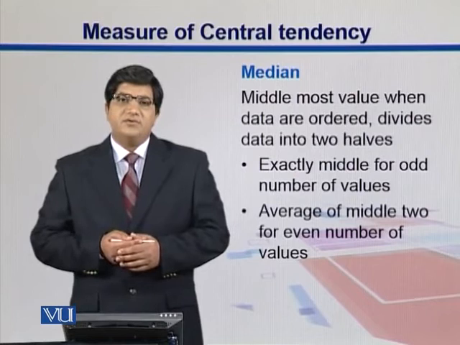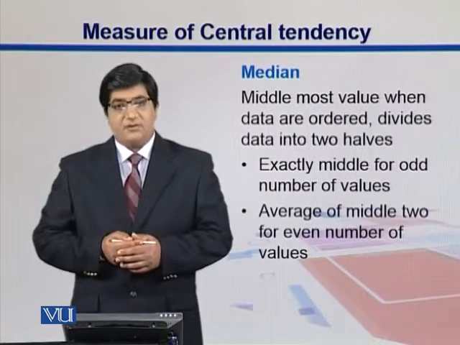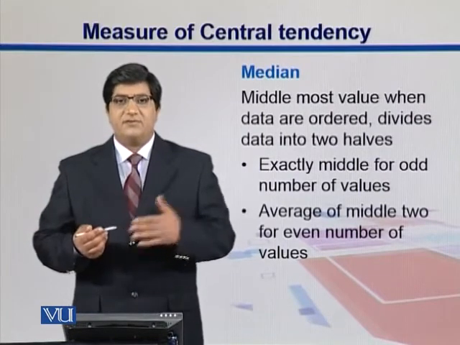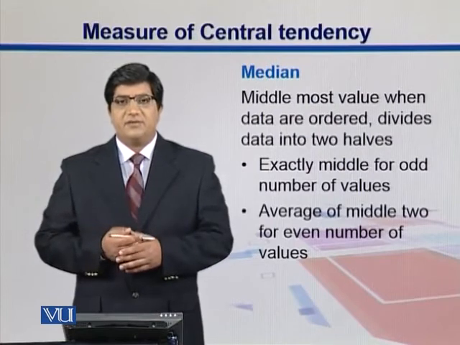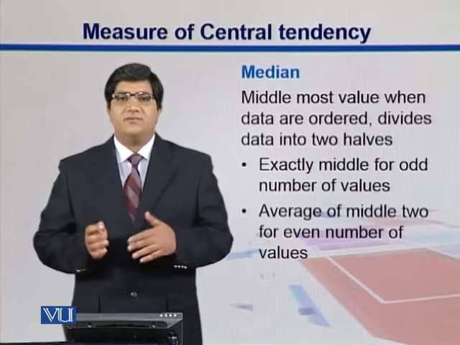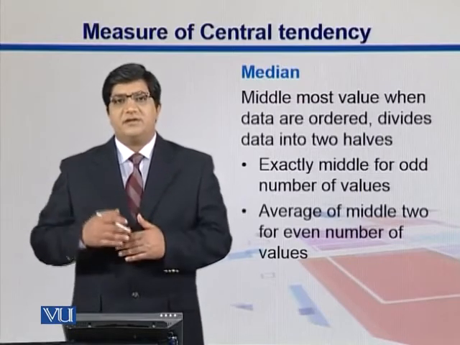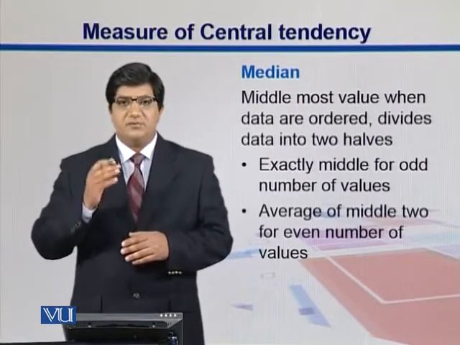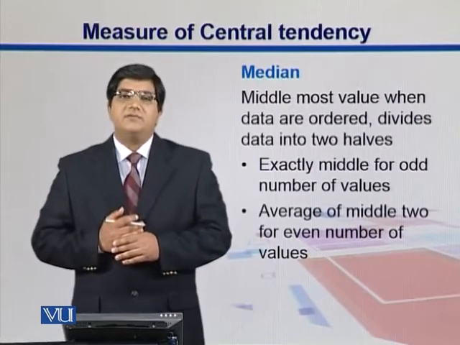Median is the middlemost value when the data are ordered. So we take the data, we sort it, and then we get the middlemost value. It actually divides the data into two halves, a lower 50% and an upper 50%. But here lies the situation, guys.